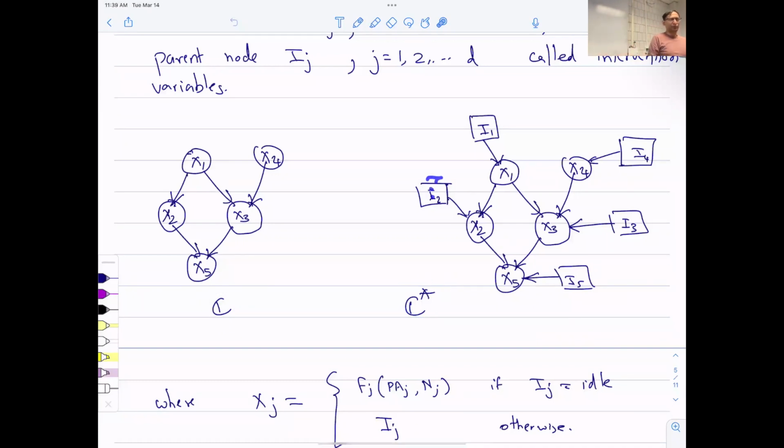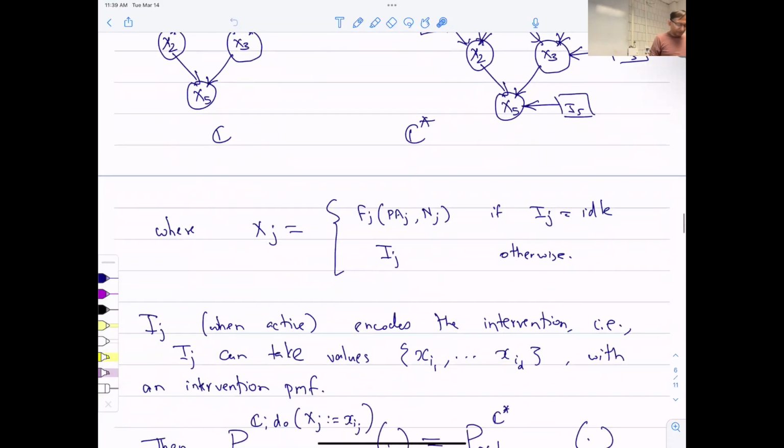The problem has been pushed to this augmented graph, but at least the machinery for dealing with conditioning is something all of us are much more familiar with. So this mapping allows us to think about it carefully. That's all. So, question? Yes.